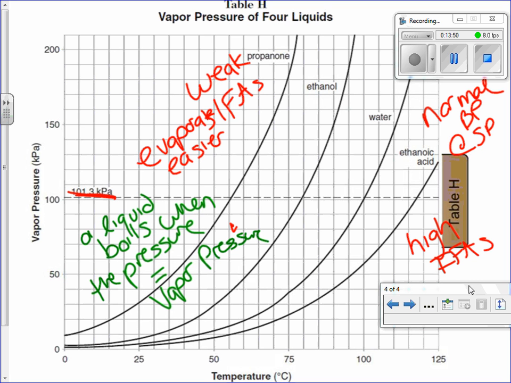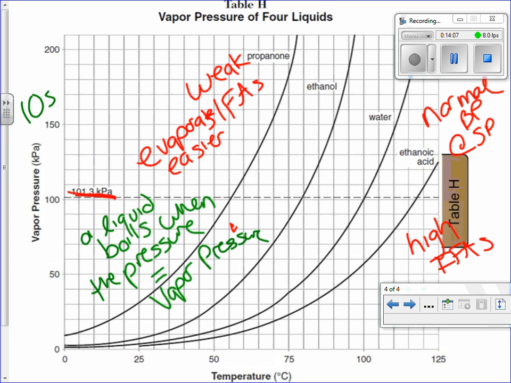Last thing to note, make sure you notice that the scales of these are different. Okay, the temperature goes up by 5s. Each grid line is 5 degrees. The vapor pressure goes up by 10s. Okay, each grid line is 10 kilopascals.